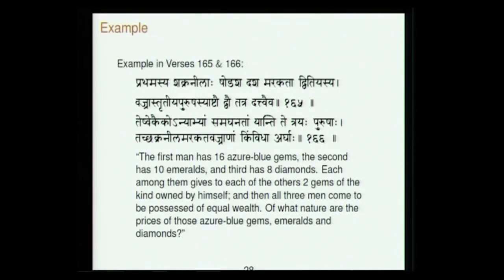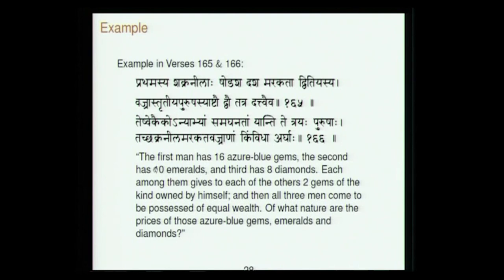So, he has given the example: Prathamasya Chakra Neelaha Shodashadasha Barakata Vithiyasya Vajra Srutiya Purushasya Ashtau Dvau Tatra Datvaiva Teshvaikaikonyabhyam Samaghanatam Yantite Trayaha Purushaha Tat Chakra Neela Marakata Vajranam Kimvida Ardaha. So, the first man has 16 azure blue gems, Chakra Neela. The second has Marakatam, 10 emeralds. The third has 8 diamonds. Each among them gives to each of the others 2 gems of the kind owned by himself, and then all the 3 men come to be possessed of equal wealth.